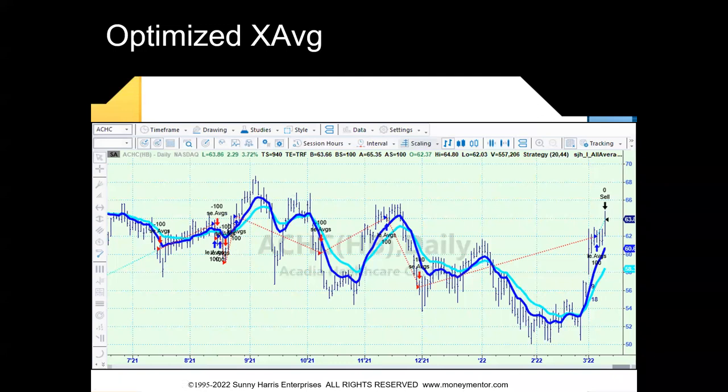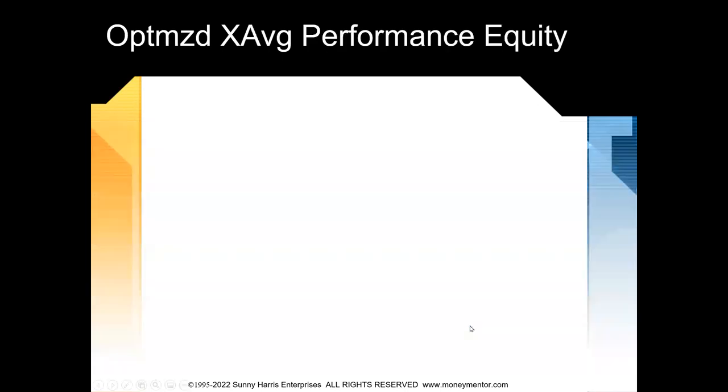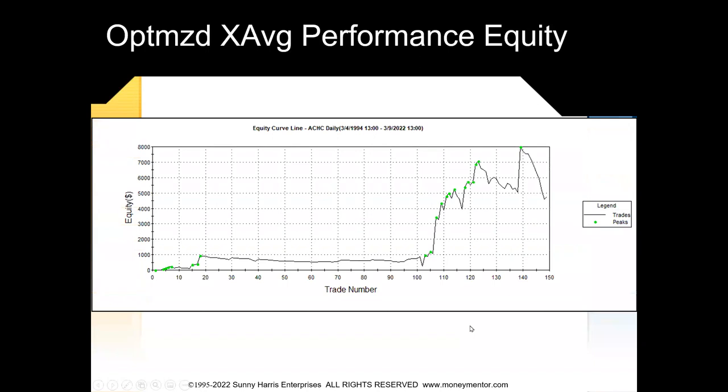Here I've optimized the same moving average crossover, the exponential moving average. And again, lots and lots of red. And there's the performance for that one, which is half of the performance for the other one we just looked at. But it's better in the end of the chart, $5,000 versus $10,000 on the other one.